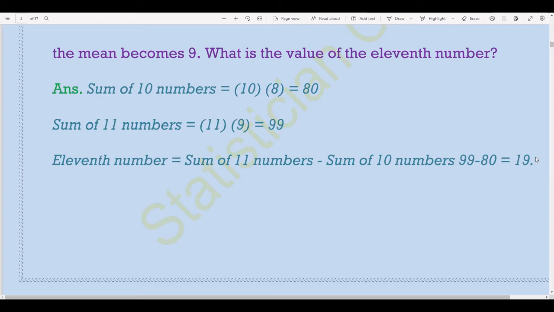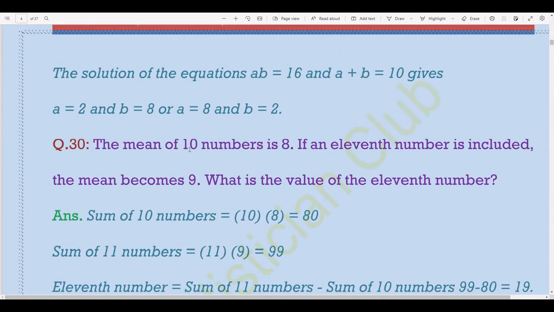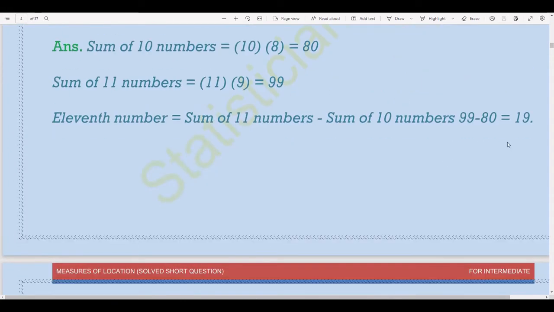The 11th number is 19, which we add up. When you add up 19, here in the next data set, your mean becomes 9. So we can find the value of the 11th number.